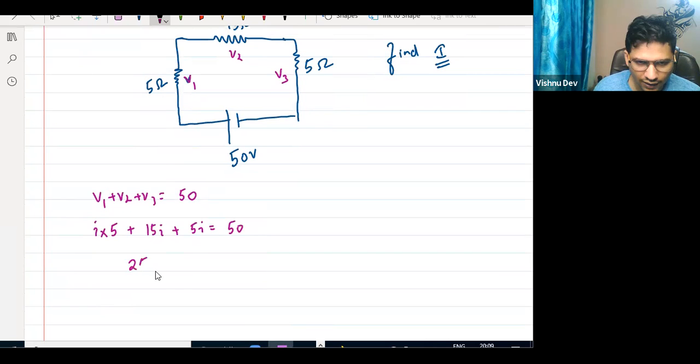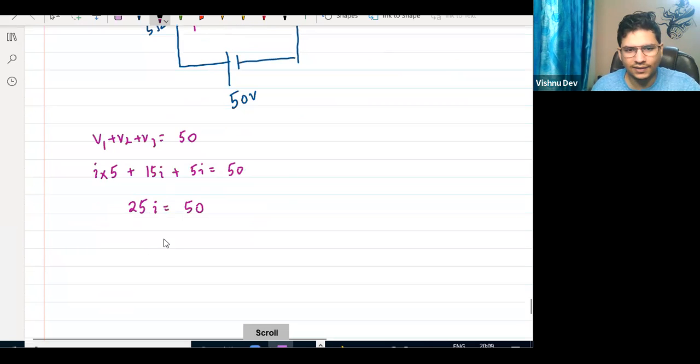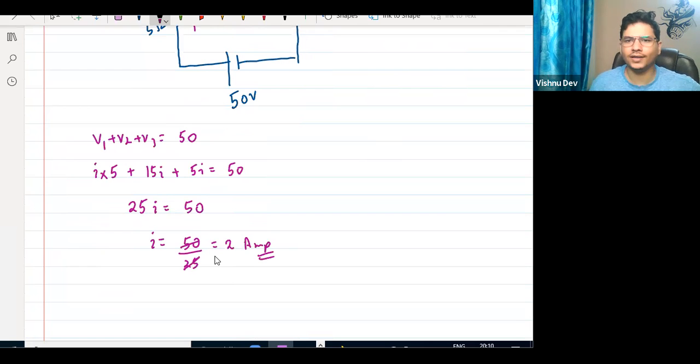Right. 25I equals to 50. So I equals to 50 by 25. Yes, sir. This is 2 ampere. I is equal to 2 ampere. Got it. 50 by 25. Got this? Raise your hand. 25 को ऊपर ले लिया, 50 को नीचे ले लिया. सर मैंने 25 को ऊपर ले लिया, 50 को नीचे ले लिया. उसके लिए मुझे 1/2 आया.